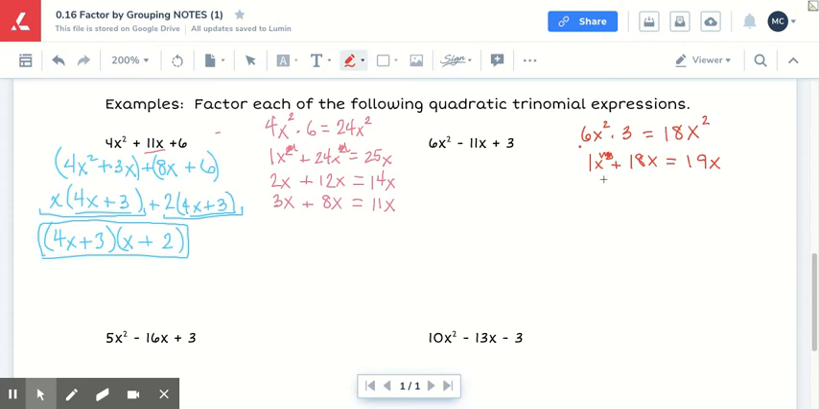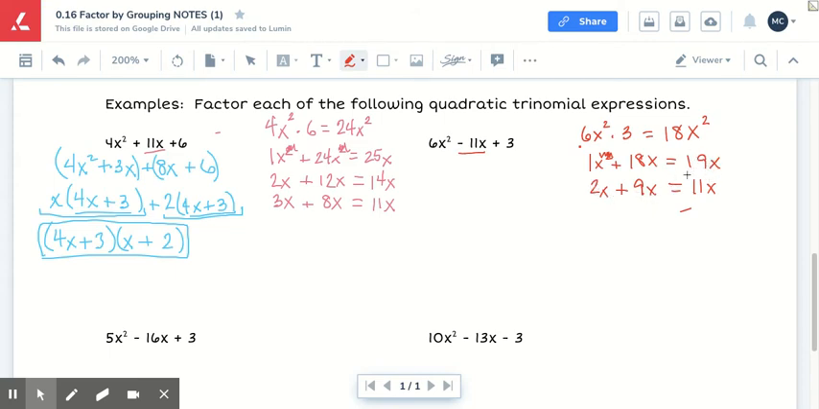18x squared could also be a 2x times a 9x. So I'm going to write 2x plus 9x because I have to sum the factor pair. So 2x plus 9x is 11x. Now my middle term is supposed to be a negative 11x, and this one came out to be a positive 11x. So I think I may not go through my whole list of factor pairs for 18x squared here. I think I may try to be smart about my work here.